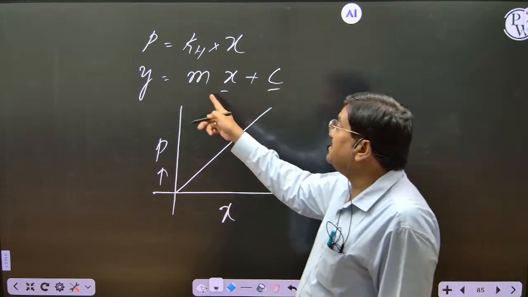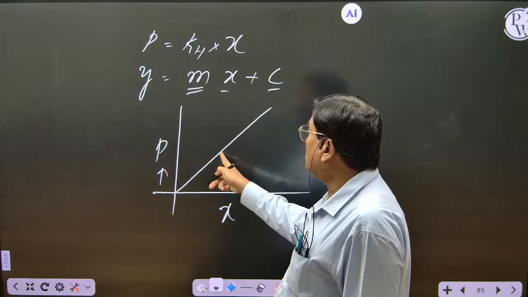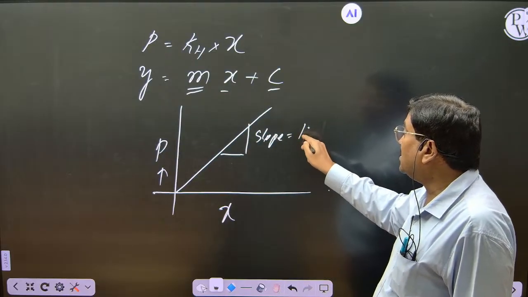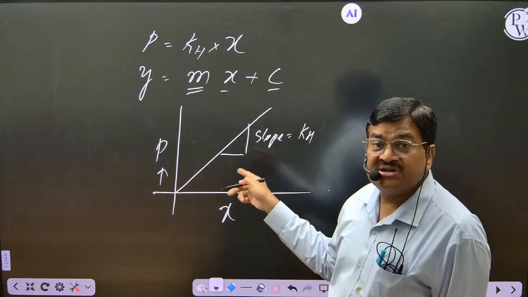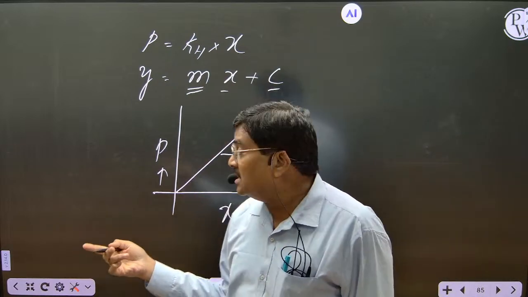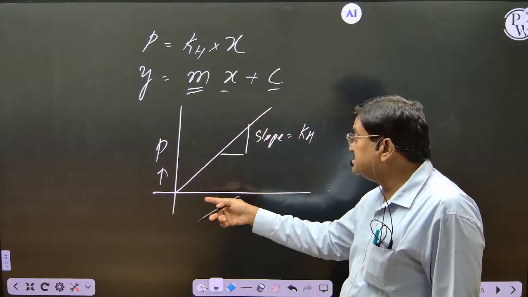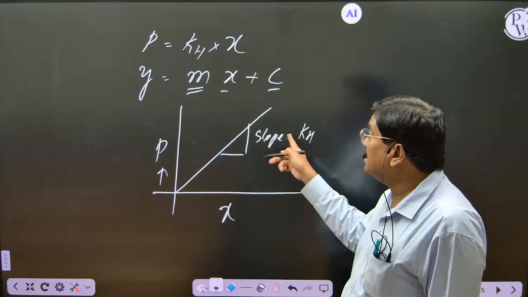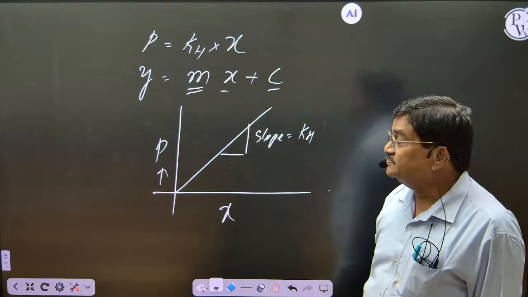And what is the slope here? See, m is the slope. And what is the slope, they ask in the exam? The slope will be equal to Kh. What is Kh? Henry constant. So in the exam they also ask the graphical approach: what type of graph do we get? A straight line passing through the origin, and this is the slope. What is the slope here? The slope will be equal to Kh.